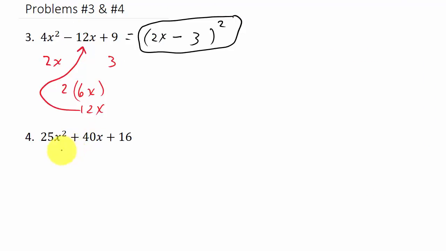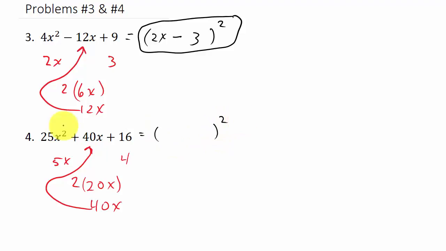Alright, so let's look at this. The square root of 25x squared is 5x. Square root of 16 is 4. Multiply these together, that gives you 20x. Multiply that times 2, that's 40x, and that's our middle term. So it's a perfect square trinomial. Alright, so square root of 25x squared is 5x, this sign, and square root of the last term. Square root of 16 is 4.